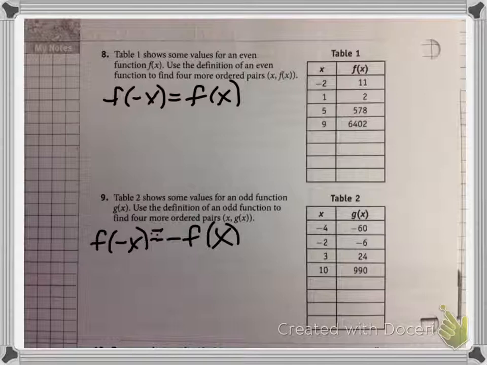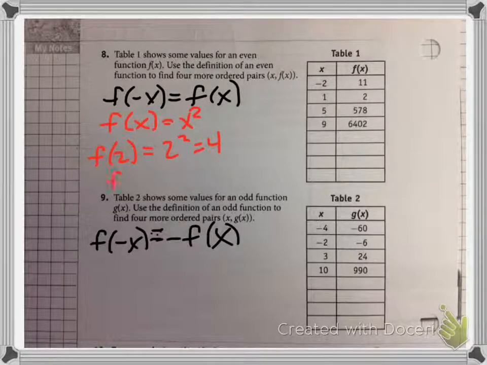So for an even function, if I input an x, I get an output. If I input a negative x, I get the exact same output. So let's look at an example to understand what's going on. Let's look at the example f of x equals x squared. If I input a positive 2, 2 squared equals 4. If I input a negative 2, remember anytime you square a negative, it becomes a positive answer, so my answer is still positive 4. So notice that even though I had opposite inputs, my output was identical.